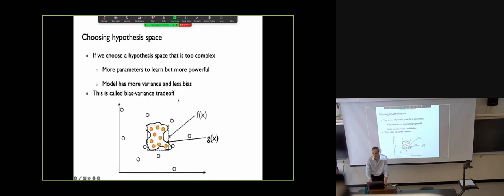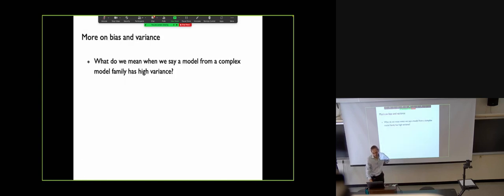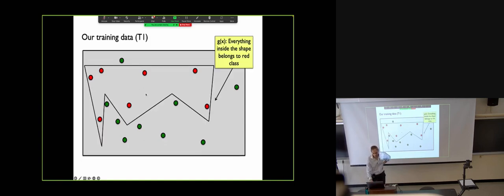Does it make sense? So let me show you another example. Just to make sure we clarify what we mean by bias and variance. So this is, for example, our training data, T1. So we have red dots and the green dots. This is the model we learn. So everything inside this shape belongs to the red class. So this is our data set. Again, A's and B's, two different classes.